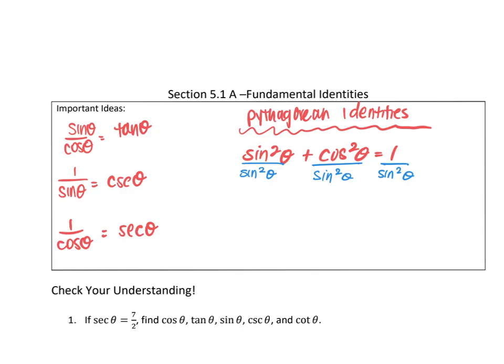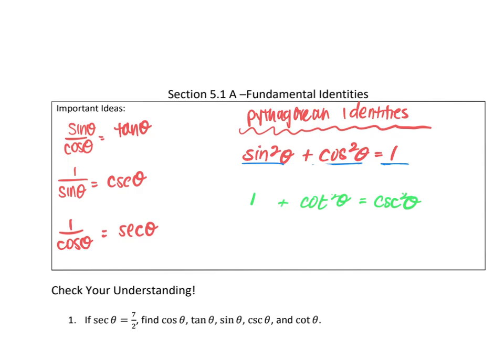So sine squared divided by sine squared is 1. Cosine squared divided by sine squared is cotangent squared. And then 1 divided by sine squared is cosecant squared. Okay, and then that's how we got the second Pythagorean identity.